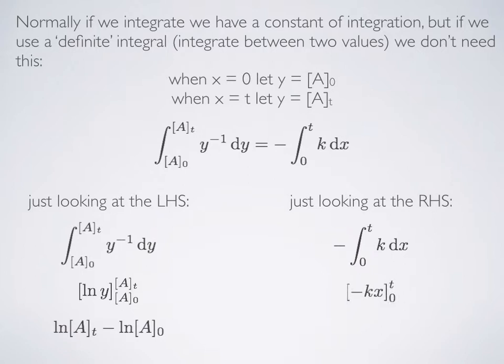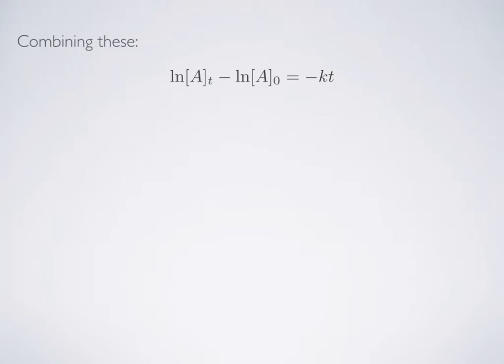Now I substitute t back into minus kx, and I end up with minus kt. And then I'm going to take away when I've substituted 0 in. So I end up with minus, and then minus k times 0. Anything times 0 is equal to 0, and so I end up with just minus kt on my right-hand side. So combining these together, I end up with the log of at minus the log of a0 is equal to minus kt. So I'm going to rearrange this now.